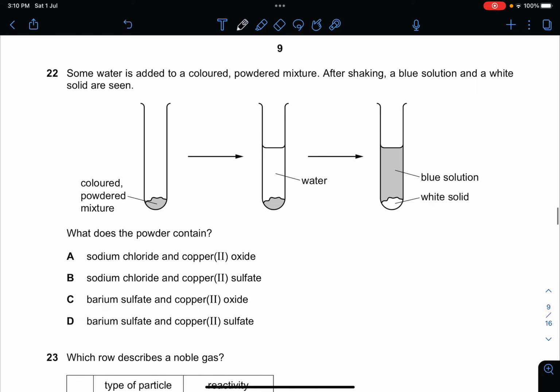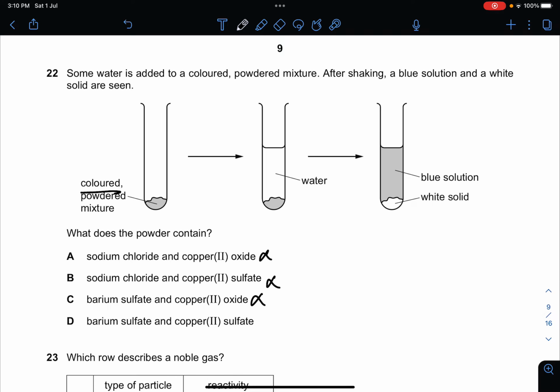Alright, some water is added to the colored powdered mixture. After shaking, a blue solution and a white solid are seen. So this is the process of testing copper(II) sulfate in water. So let's see, sodium chloride and copper(II) oxide. Okay, cross out anything that says copper(II) oxide. It's not soluble in water. Sodium chloride and copper(II) sulfate with some sodium sulfate and copper chloride cannot. It cannot be this. And they say it's colored. Colored meaning it has a transition metal.